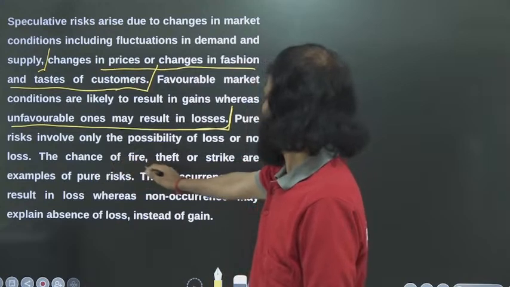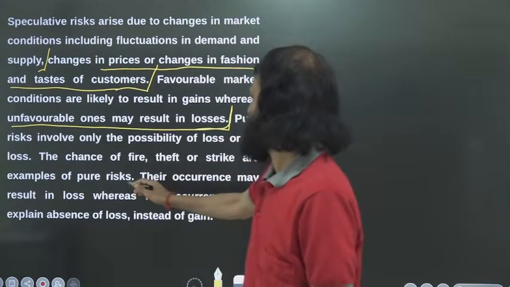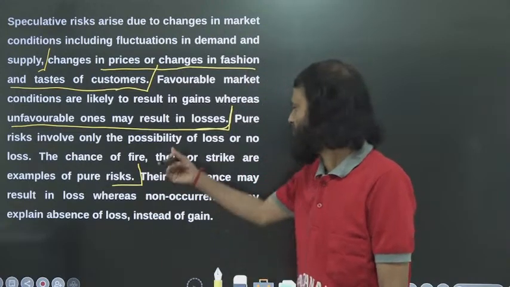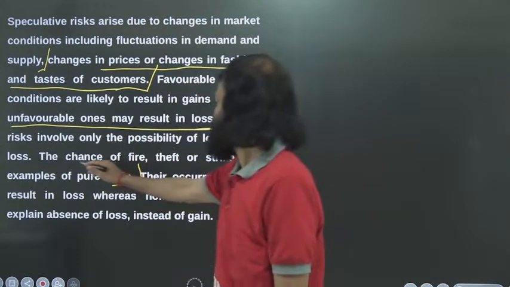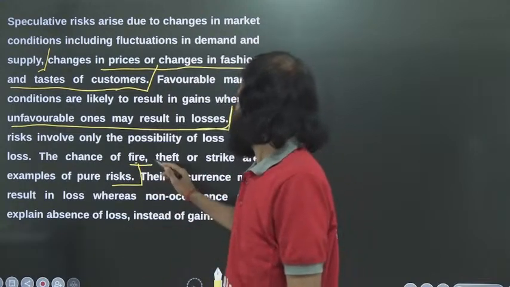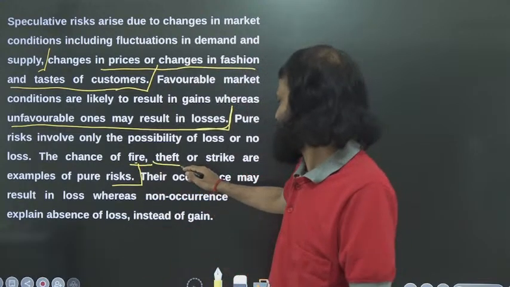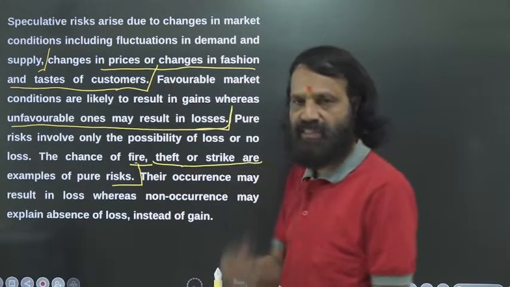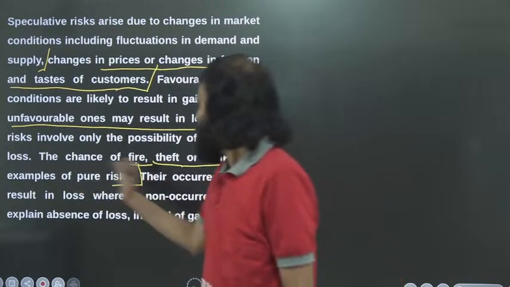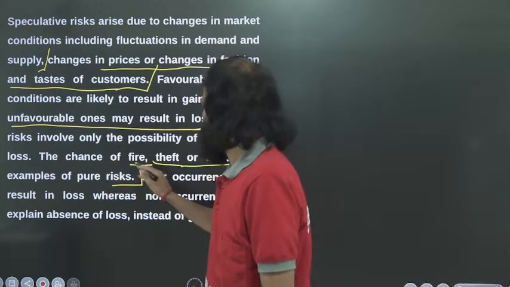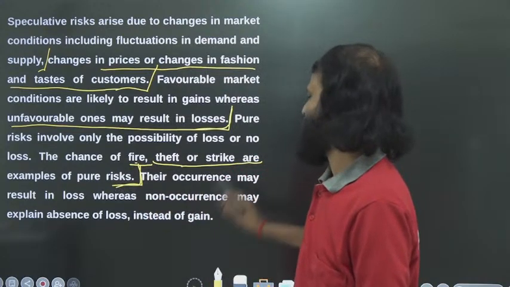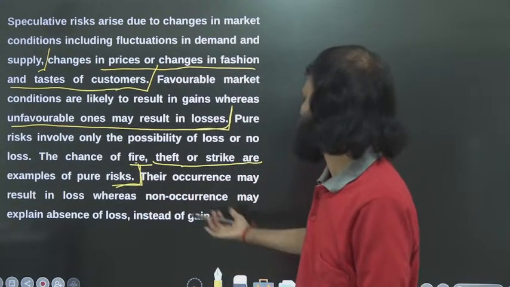The chances of fire, theft or strike are examples of pure risk. Yes, of course, in business all these are possible. What are the chances of fire? Fire may occur anytime. We cannot say what will happen. Theft, others may steal something, or strike, when laborers or employees strike. All these come under the category of pure risk. Their occurrence may result in loss, whereas non-occurrence may mean absence of loss instead of gain.